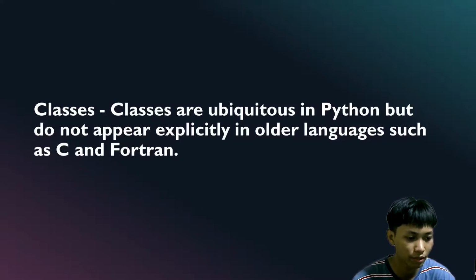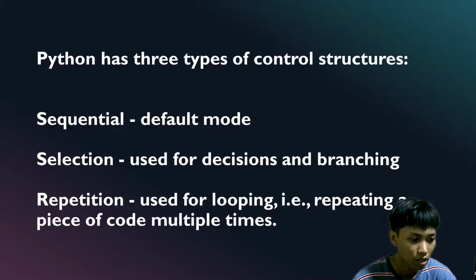Next, we have the selection control statements that the programming language Python has. Python has 3 types of control structures. We have sequential, the default mode, selection, used for decision and branching, and repetition, used for looping, repeating a piece of code multiple times. Sequential statements are a set of statements whose execution happens in a sequence. The problem with sequential statements is that if the logic is broken in any one of the lines, then the complete source code execution will break.